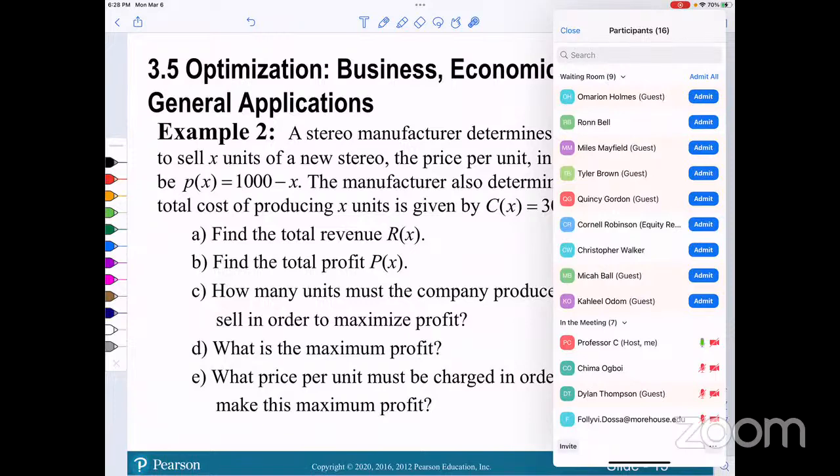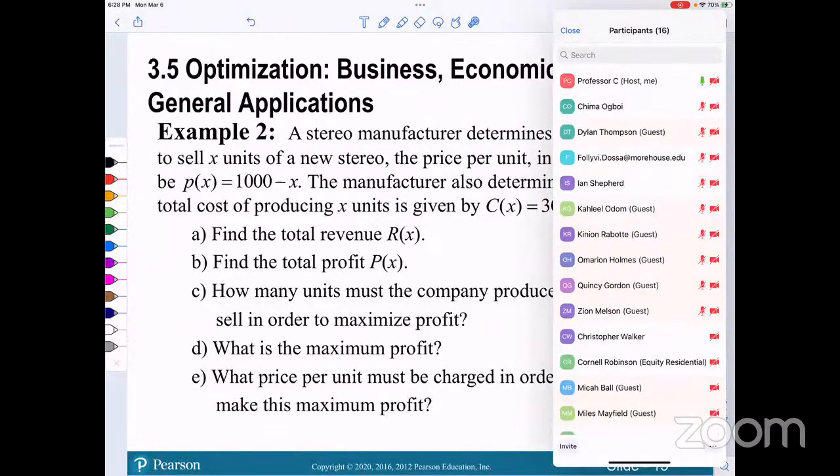All right, gentlemen, welcome. If you're just joining us, we've only done one example. We're basically continuing chapter 3 on optimization, talking about max and min.